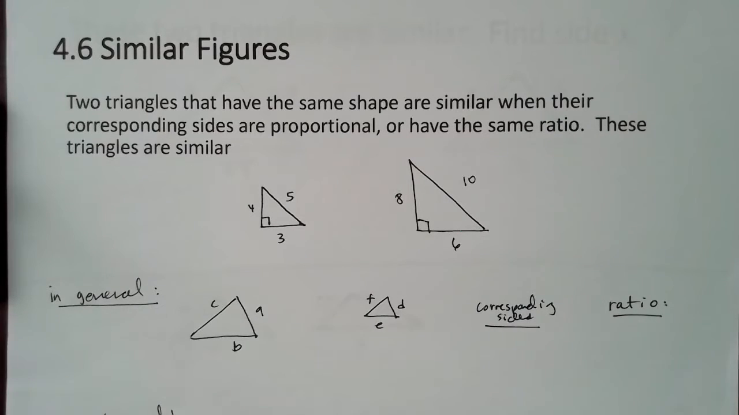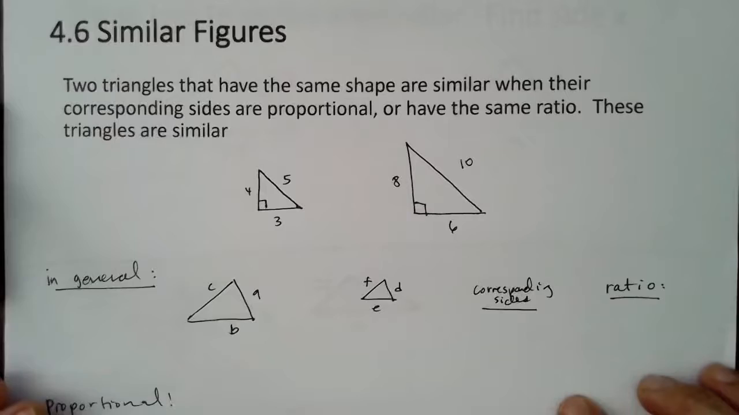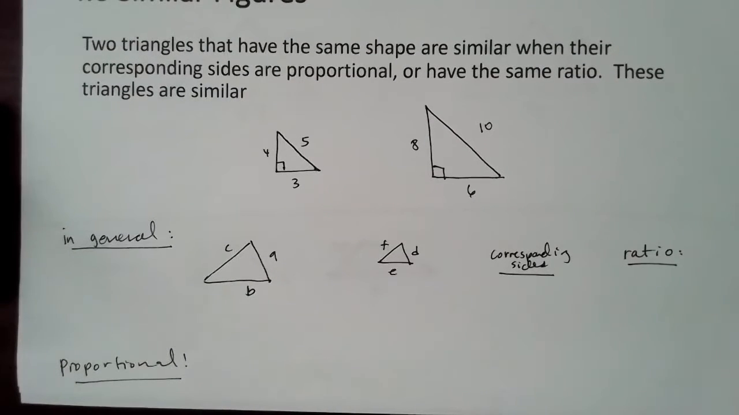Okay, and welcome to section 4.6, which deals with similar figures, but we're going to focus on the similar triangles and what that means. So two triangles that have the same shape are similar when their corresponding sides are proportional, or they have the same ratio. So for example, these triangles are similar.